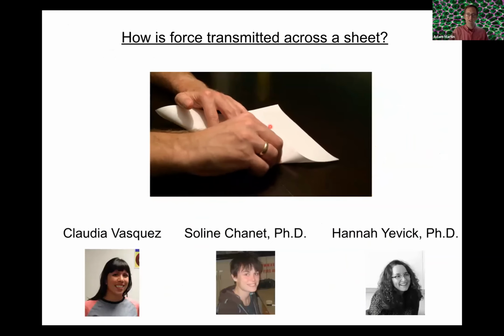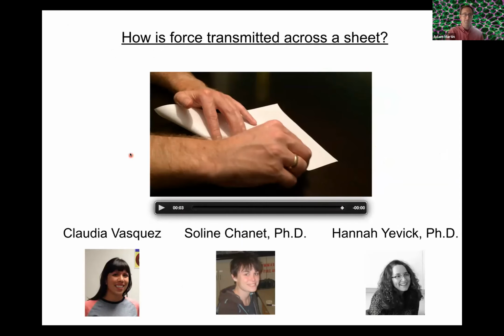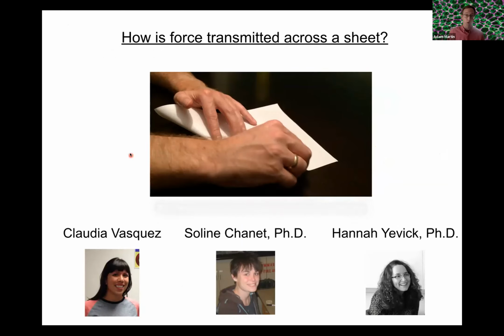Okay, so now I'm going to switch gears, and I'm going to tell you about the last story, which is how are forces transmitted across this sheet, and how does this impact the overall tissue shape? And I'm going to tell you basically a synthesis of work from a number of different people that's been done in my lab over the years.